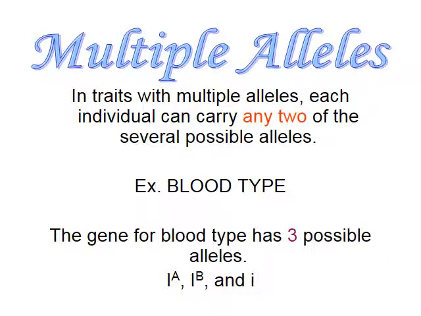So the best example of multiple alleles in our body is blood type. So you should hopefully know that there are 4 different main blood types. You have type A, type B, type O, and type AB. Those 4 different blood types are made by combining 3 different possible alleles. You have type A allele, which is represented by capital I, big A. You have the B allele, which is capital I, big B as a subscript. And then you have the recessive O allele, which is a lowercase i.